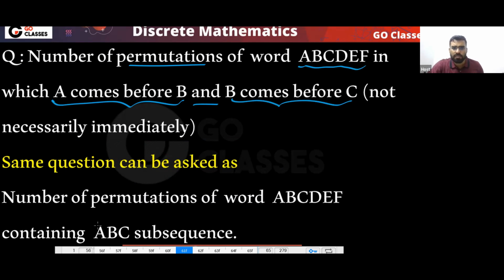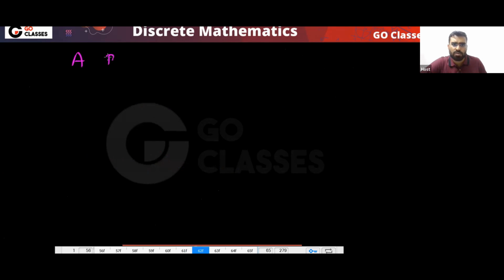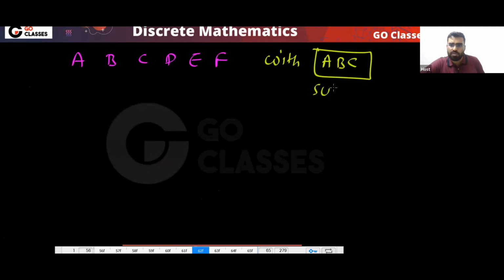Basically, I want the ABC subsequence. A should come before B, B should come before C. So this A, B, C, D, E, F I have, and I want it with the ABC subsequence. This is the subsequence I want.